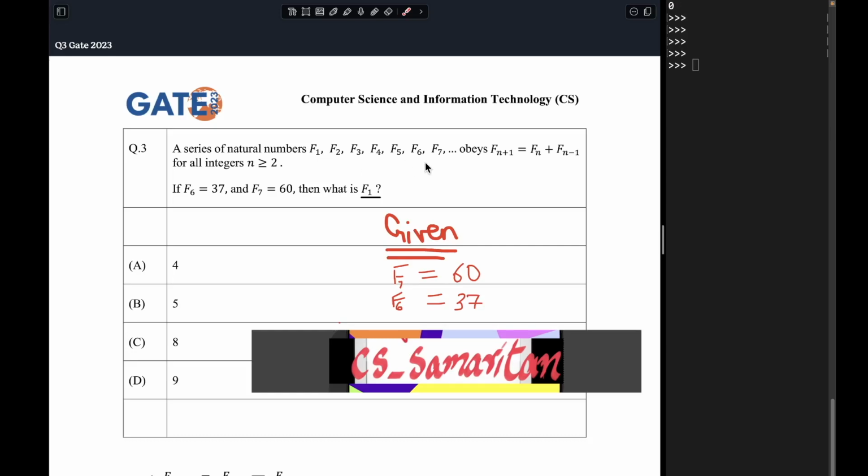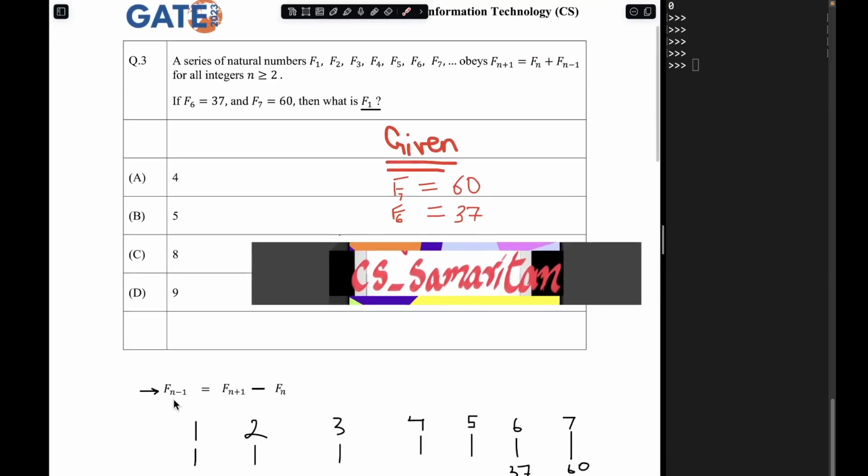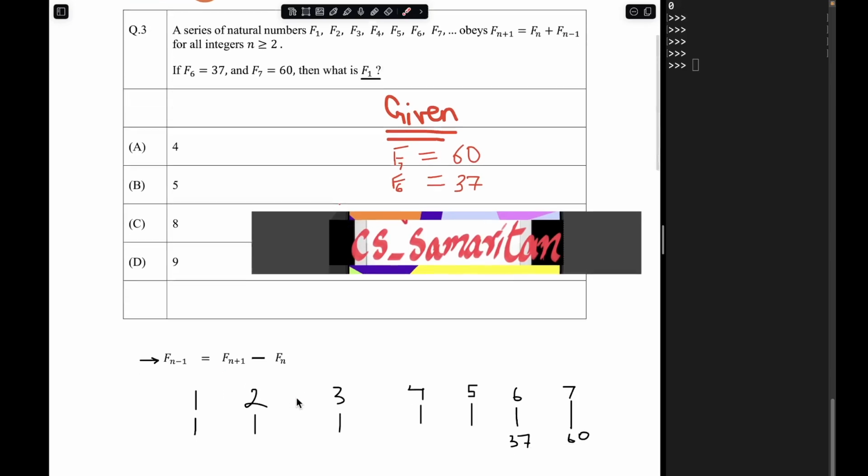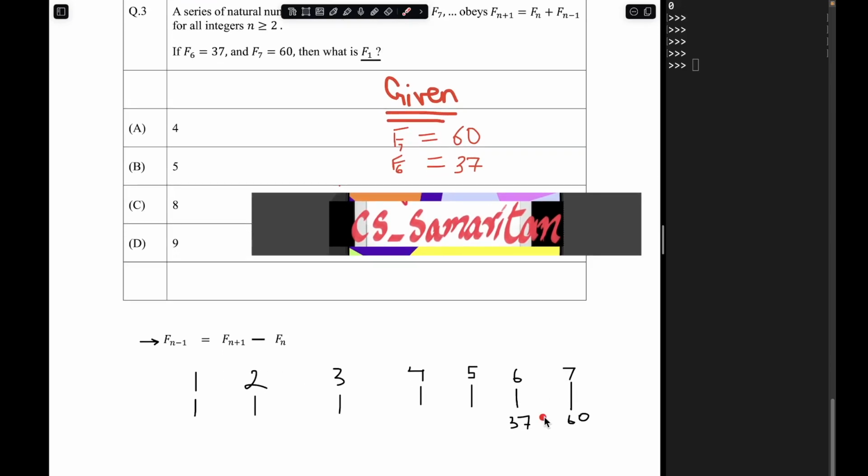And this kind of rule is general. The second term will be found by subtracting the third term from the fourth term. Why? Because if you take this f of n to the left hand side and subtract it, it gives you this equation: f of n minus 1 is equal to f of n plus 1 minus f of n. So they are providing us with these last two terms and we need to find the first term. The rule is very clear, so directly subtract and find out.